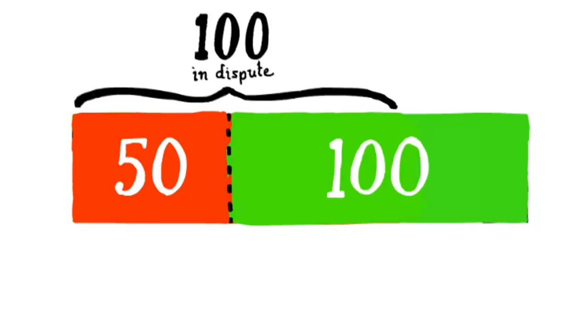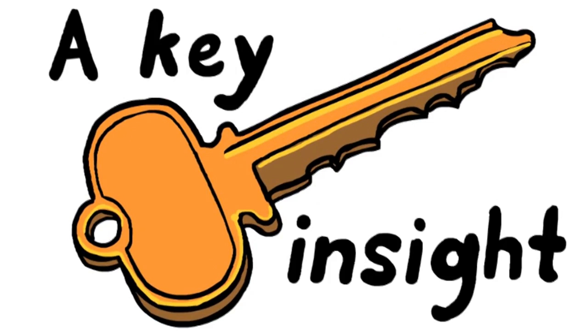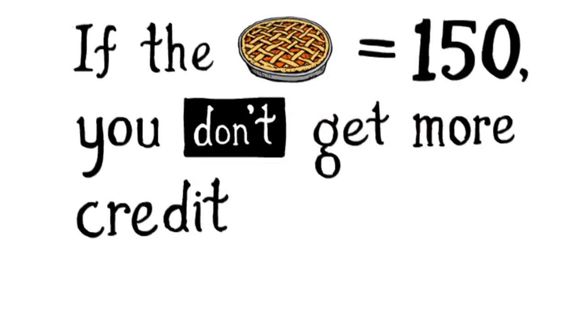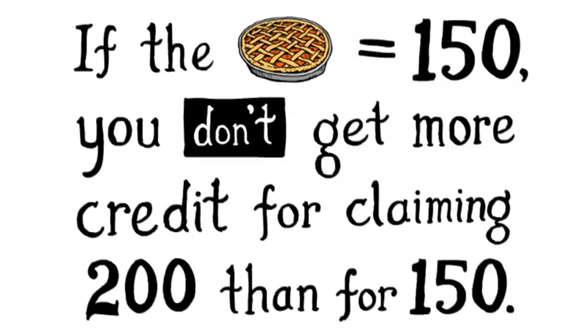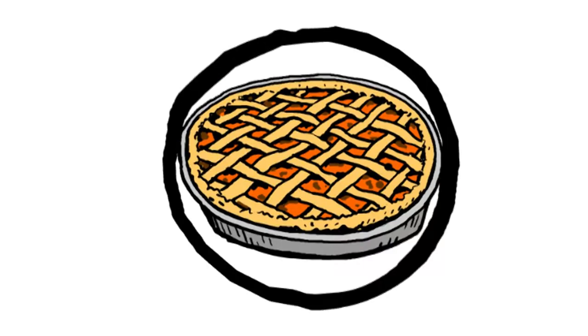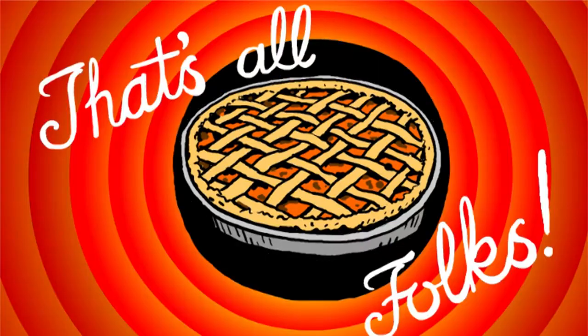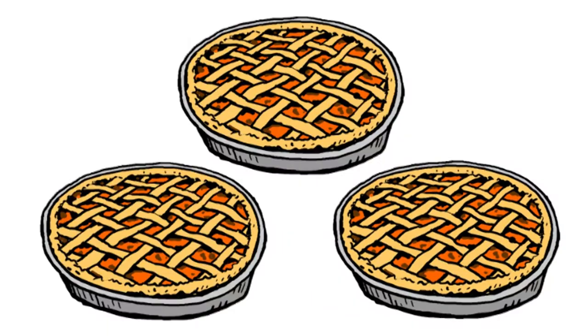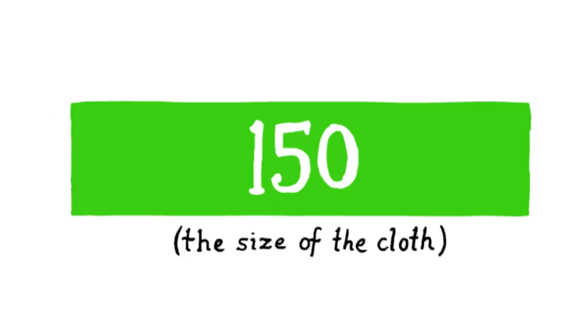This picture helps us appreciate a key insight from the principle of the divided cloth. If the total pie is 150, you don't get more credit for claiming 200 than for claiming 150. In other words, once you have a claim on the entire pie, that's it. You don't get any more for claiming 2 or even 3 times the pie. Thus, Baltic's claim of 200 effectively gets reduced to 150, the size of the cloth.